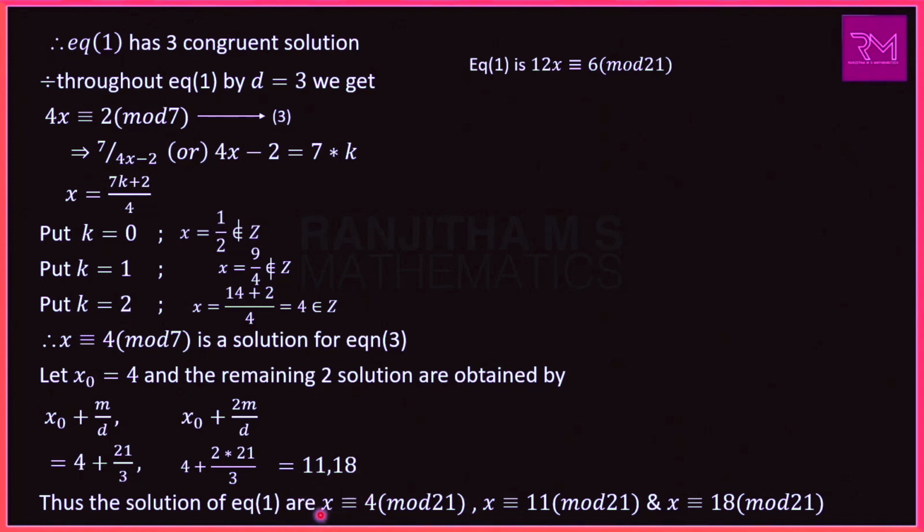Here we have to write the solution like this. We are writing a solution for the given linear congruence, that is 12x congruent to 6 mod 21. You have to write the solution for this congruence, not for the other congruence. So the solutions of equation 1 are x is congruent to 4 mod 21, x is congruent to 11 mod 21 and x is congruent to 18 mod 21. So these are all the solutions for the given linear congruence 12x congruent to 6 mod 21. This completes the problem.